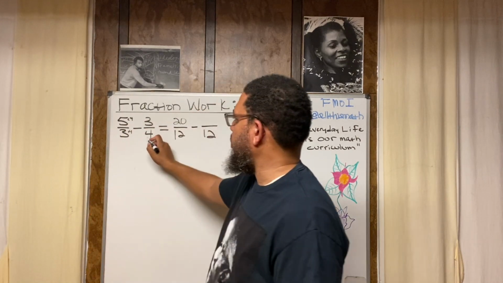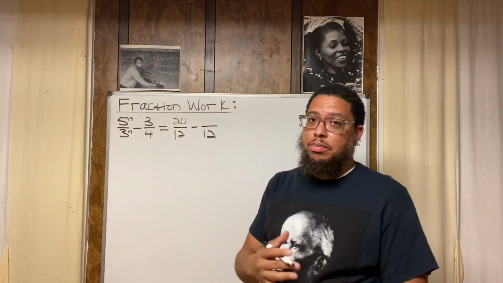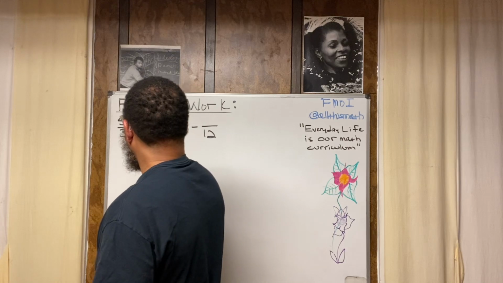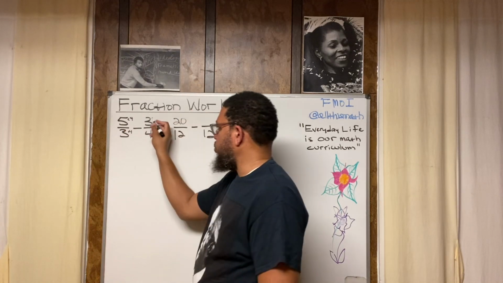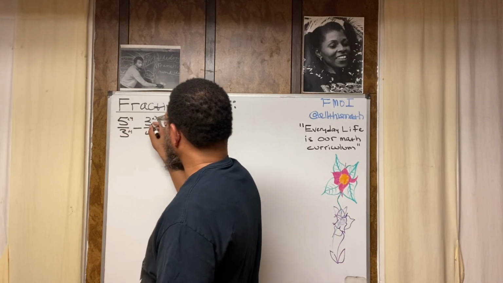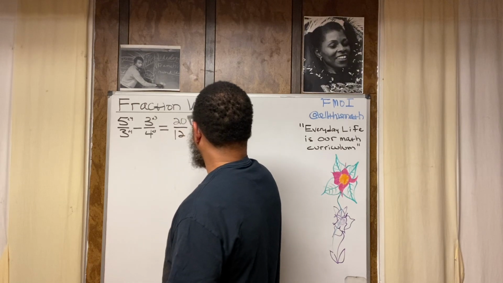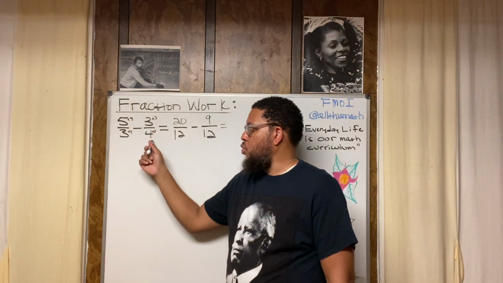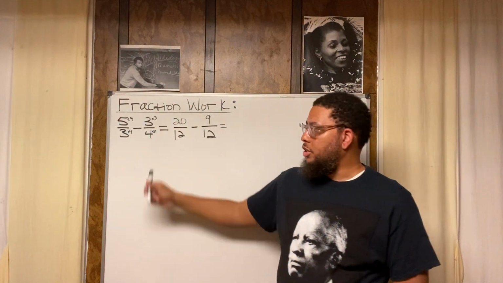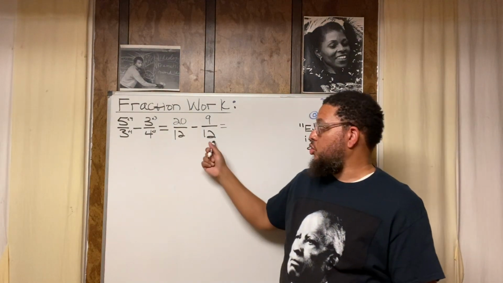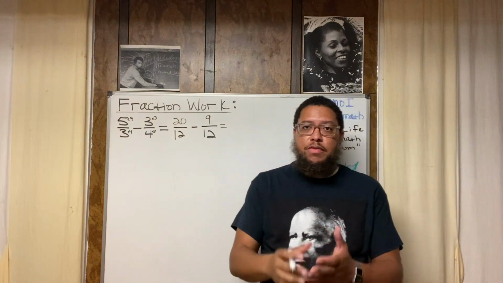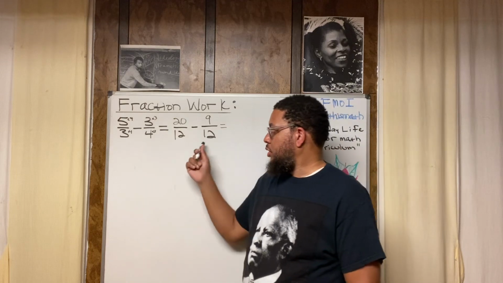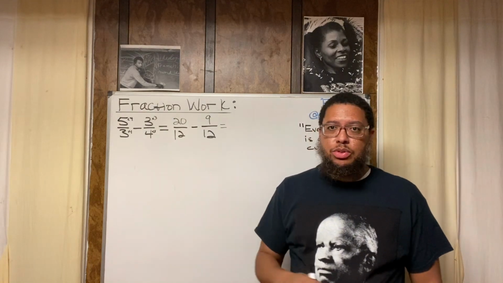Over here, how does this 4 turn into a 12? Multiply by 3, or triple it. What you do on the bottom, you do on the top. 3 times 3 is 9. Now we're ready to subtract, because you can't subtract quarters from thirds. But you can subtract twelfths from twelfths because we have a common denominator. You can subtract twelfths from twelfths. That's what you can do.